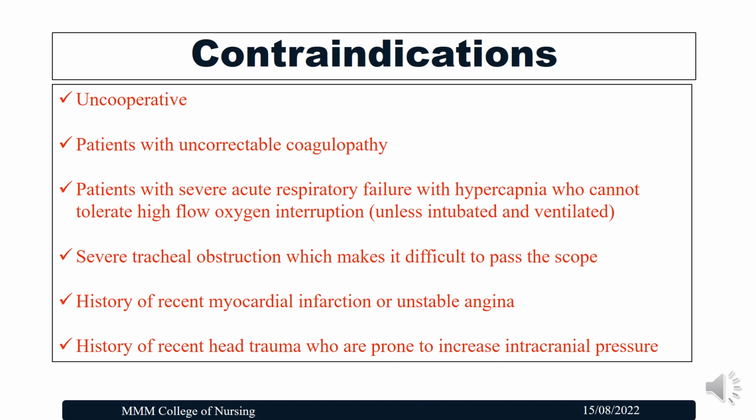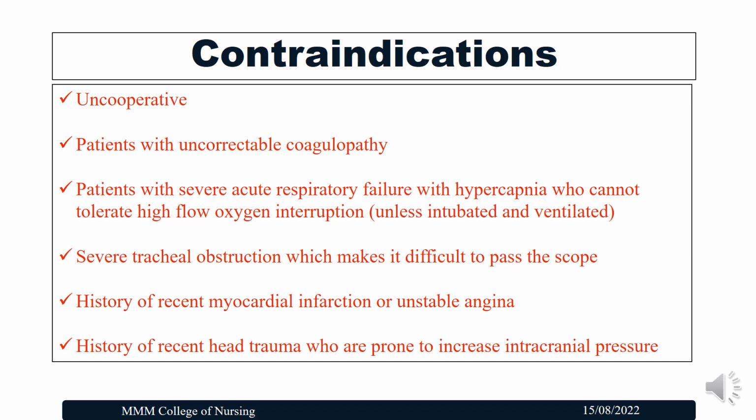Contraindications. Contraindication means when we should not go about with bronchoscopy. If the patient is uncooperative, the patient is not cooperative to do bronchoscopy. Patients with uncorrectable coagulopathy: if the patient is having any blood disorders or clotting disorders, then we should not go with bronchoscopy. There are chances of bleeding.